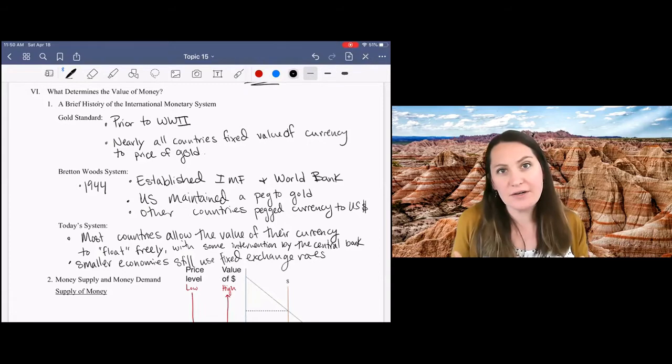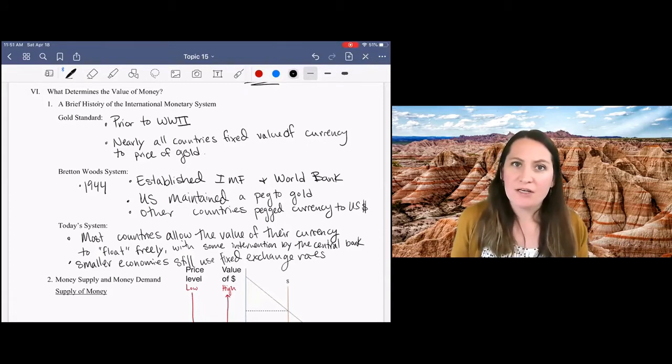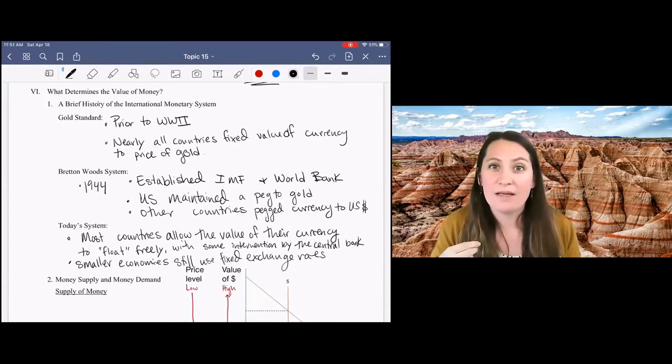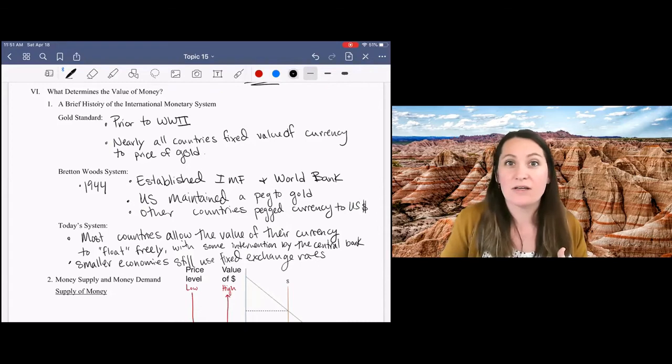But in terms of currency, the major change that happened here was the adoption of what we now call the Bretton Woods system, where the US maintained its gold standard, maintained the peg, the fixed price of gold at, say, $35 an ounce, and the other major economies pegged their currencies, fixed the value of their currencies, to the price of gold, to the US dollar.